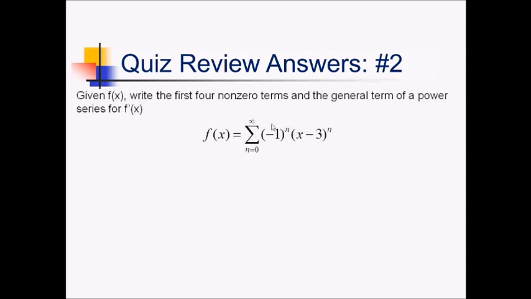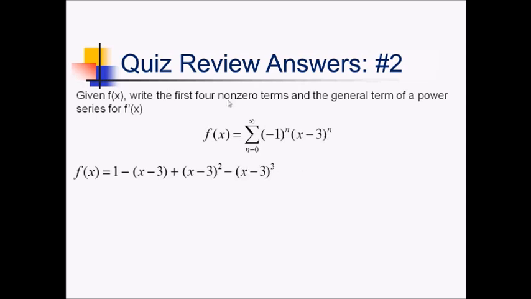Okay, so I'm going to start by plugging in 0 for n. That'll just give me 1 times 1, which is just 1. Plug in 1 for n now. This is going to be negative x minus 3 to the first. Plug in 2, now it's positive x minus 3 squared. Plug in 3, we've got negative again, x minus 3 cubed.